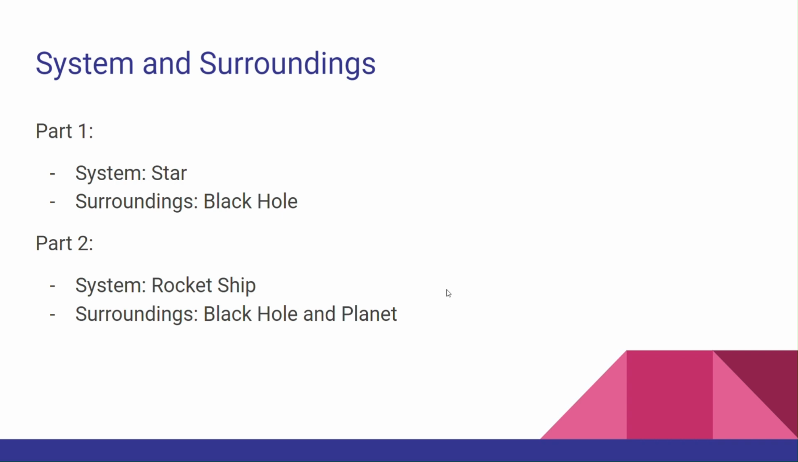What are the system and surroundings? Part 1, the system is a star, and the surroundings are the black hole. Part 2, the system is a rocket ship, and the surroundings are the black hole and the planet.